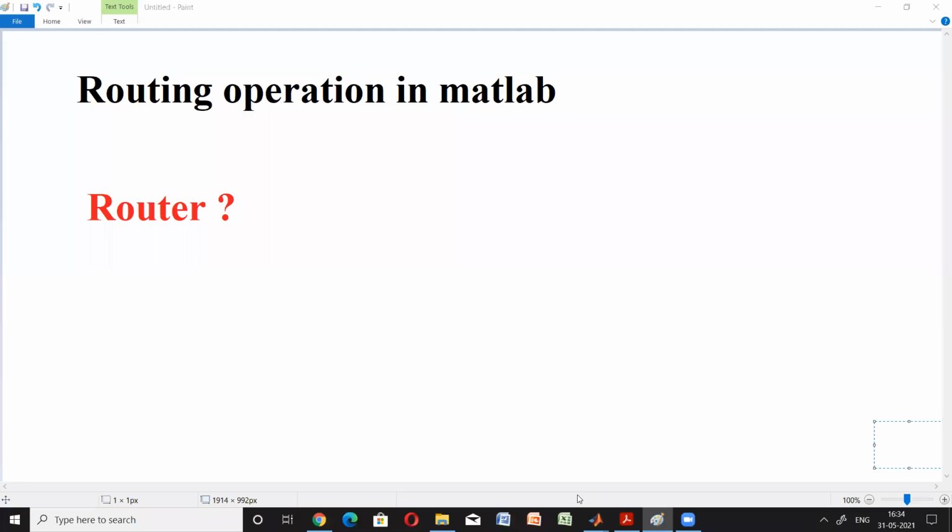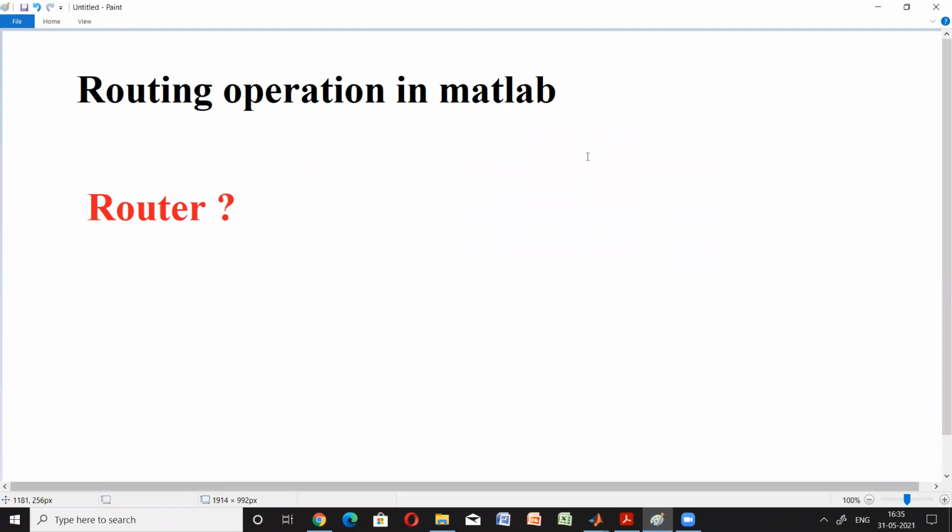Router, basically you have heard about this in the case of internet connections. Whenever we have to make an internet network, we use a router. Router means interconnection. It is a part which interconnects an area from the view of internet, from the view of power, from the view of data, any form of data. Power can also be assumed to be a type of data, isn't it? So the routing operation in MATLAB plays a very important role.